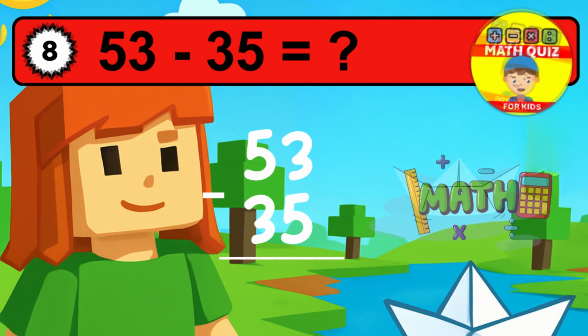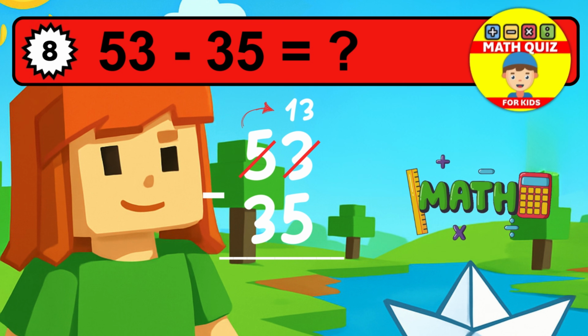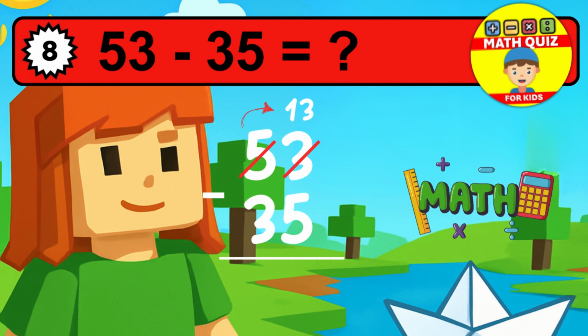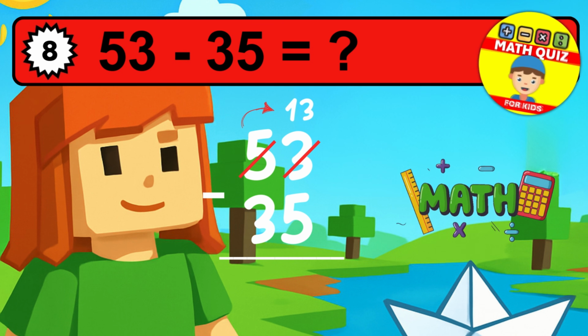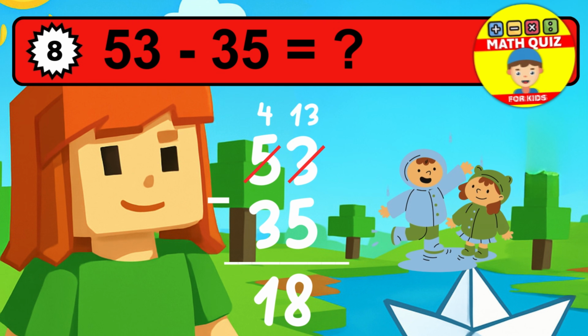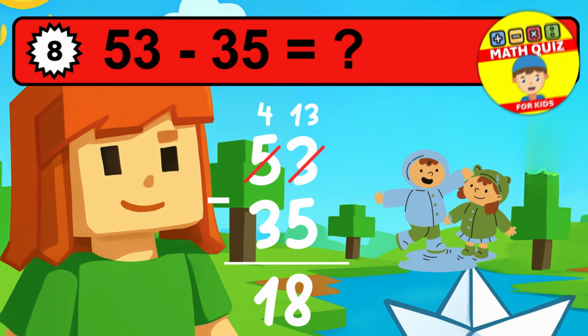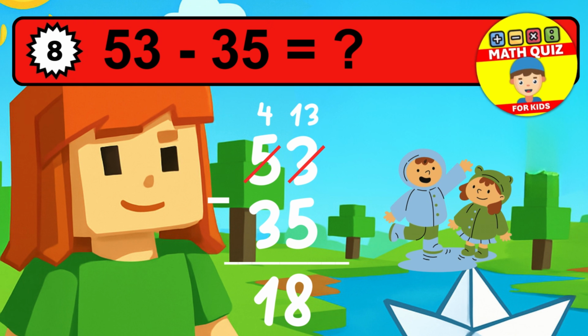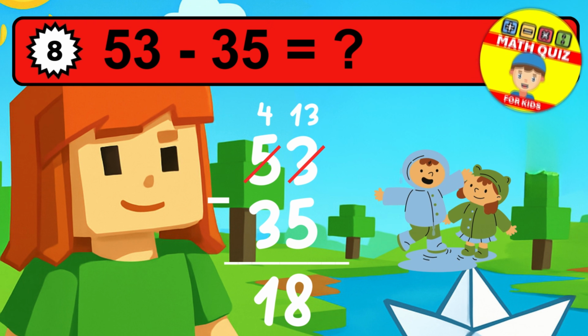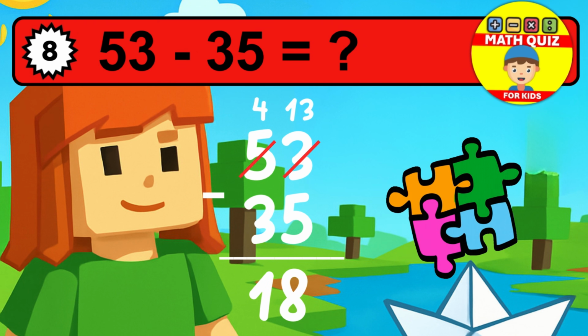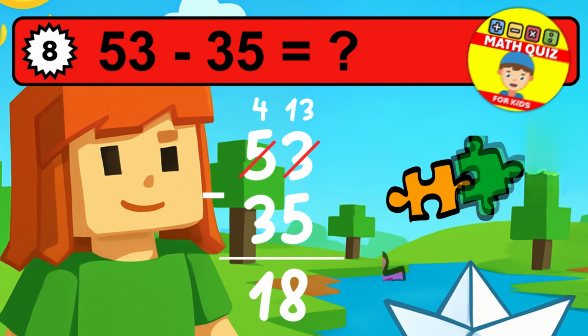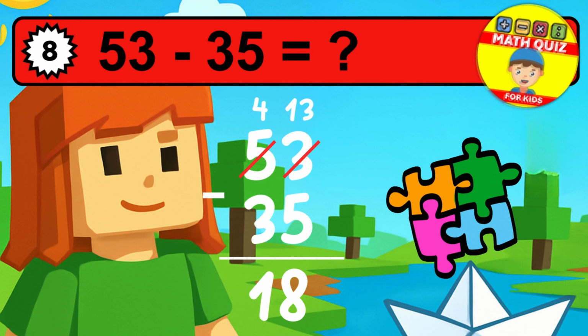Let's solve this step by step. We start with the units. 3 minus 5 is not possible, so we need to regroup. We take 1 ten from the tens column. Now we have 4 tens and the units become 13. Now we subtract. 13 minus 5 is 8. Then we go to the tens. 4 minus 3 is 1.